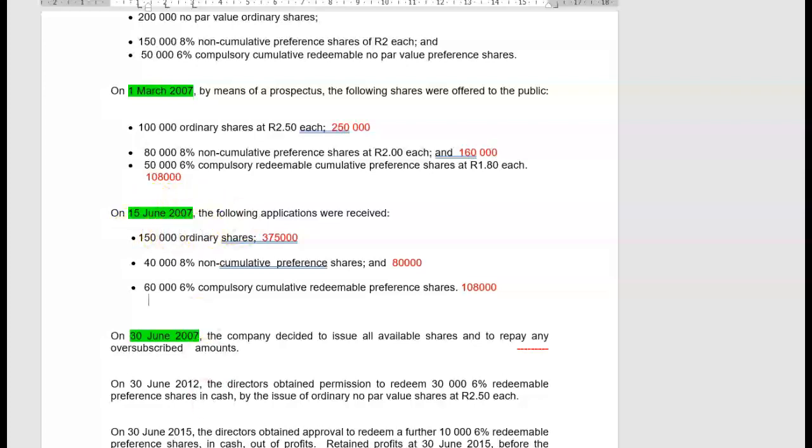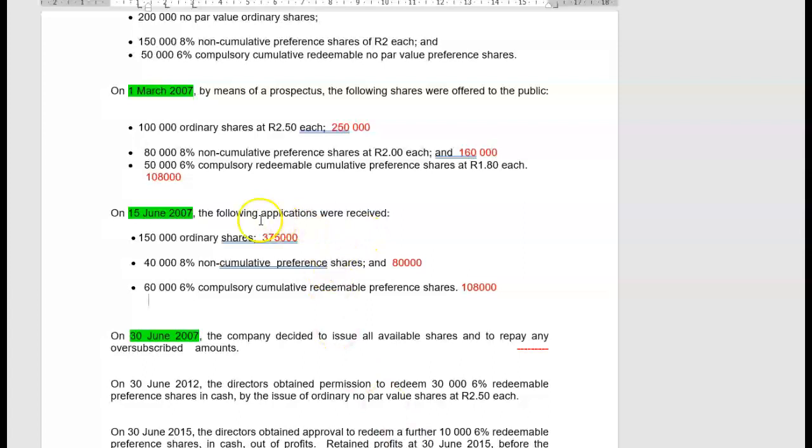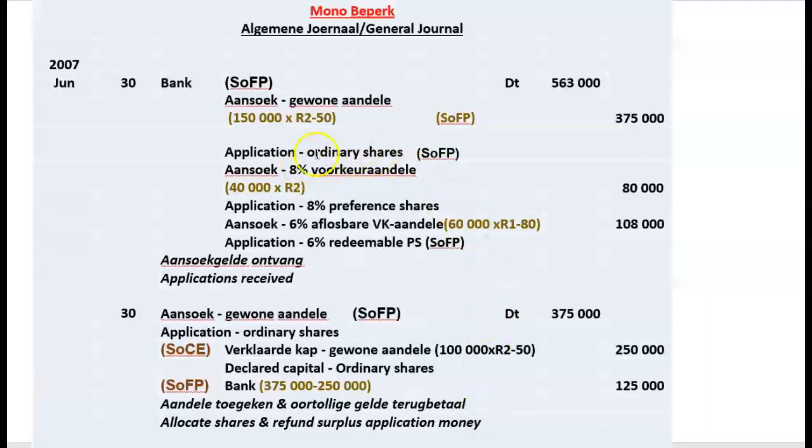So on the 15th of June, we would have debited our bank with the full amount that we've received. We would have credited our application and allotment account on ordinary shares equal to the amount that we have received, which was 375,000 rand, 150,000 times 2.50. We would have credited to our allotment account for non-cumulative shares 80,000 rand. So application and allotment account on preference shares would have been 80,000 rand.